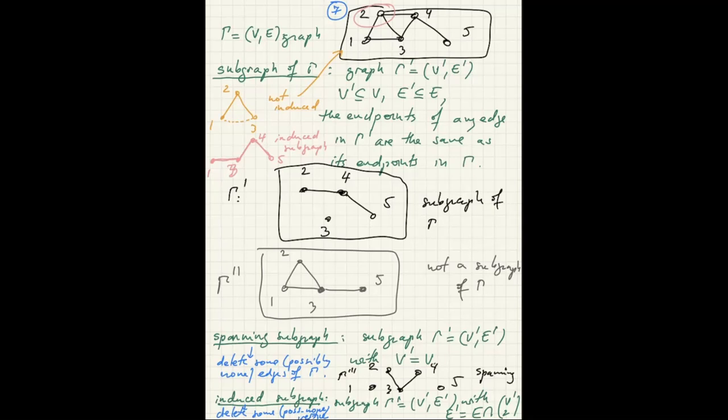Okay, now, so these are just some names that we'll use throughout the remainder of the course. So like I said, spanning, you keep all the vertices, but you may be deleting some edges. Induced subgraph, you delete some vertices from the graph and you keep all the edges that are among the remaining vertices. Okay. All right, so now let's move on to our new topic.